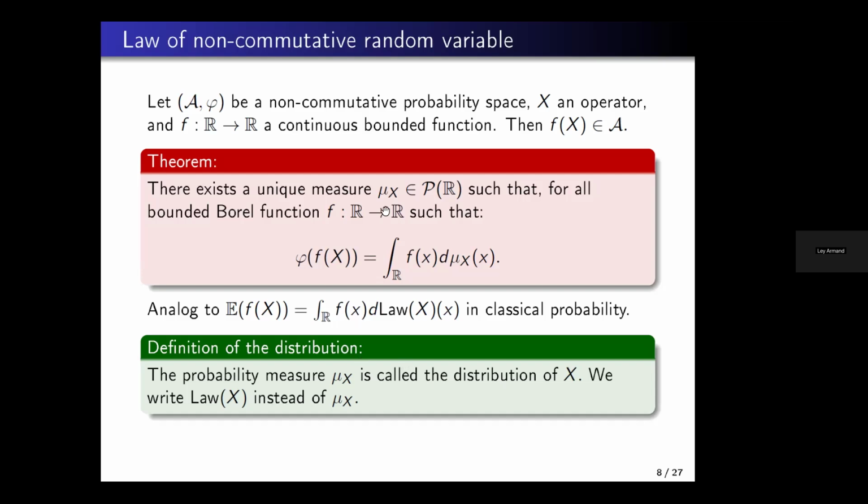This probability measure that is uniquely determined and well-defined, we call it the law of x. So we now have a way to define the law of random variables in the non-commutative setting. Now that we know how to define the law, we can go a step further, up to free convolution. So we want to define convolution in the non-commutative setting.